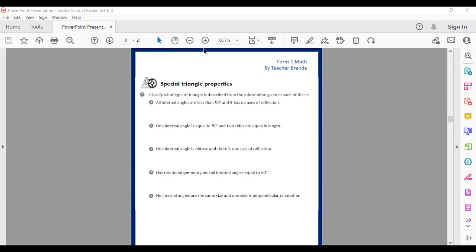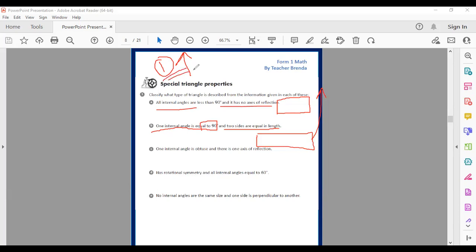Guys, I'll give you a chance. Please refer to the notes. As I'm going to let you all go on, I want you to do this page. How? You go and refer to the notes. Read this and tell me what type of triangle is this. One internal angle is equal to 90 degrees and two sides are equal in length. Don't just guess answers now. Go to the notes. You need to refer.